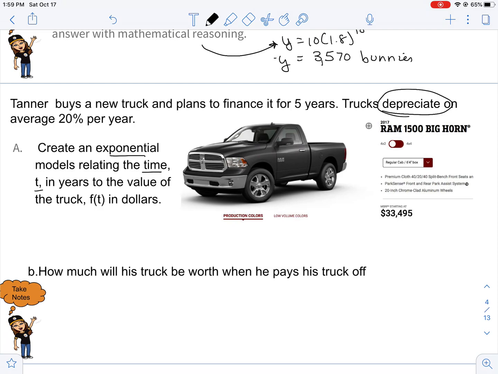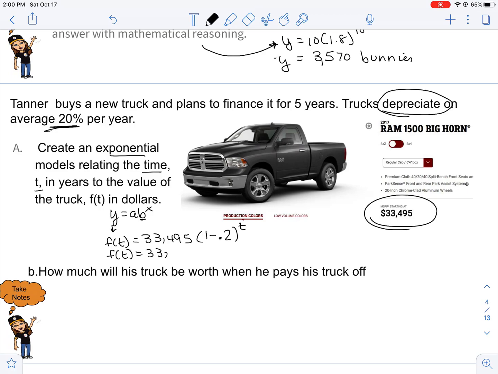Okay, so again, it's still that main basic equation, y equals a times b to the x. But this time they want us to use their variables. So y is going to be f of t. That's just function notation. The initial value of the truck we can see over here is 33,495. My growth factor, it's 100% of the value of the truck, but this time we're decreasing 20% per year. So I'm going to put minus 0.2, and then I'm just using the variables they said. They said put t for time. I could also simplify this to be 0.8 to the t.